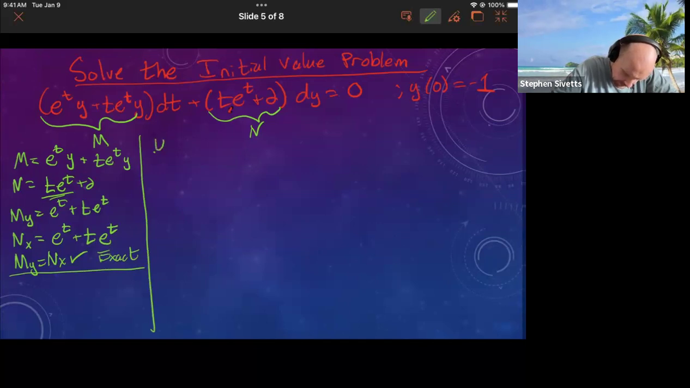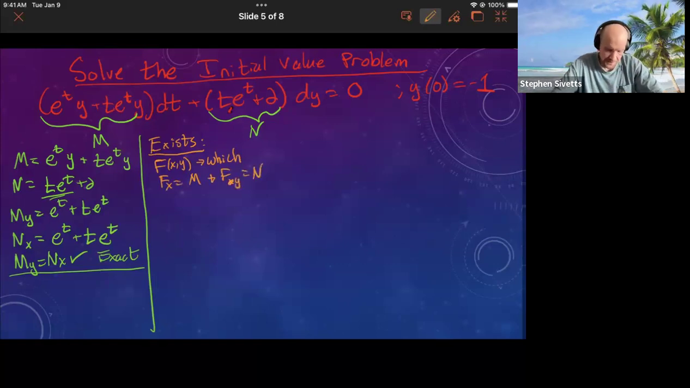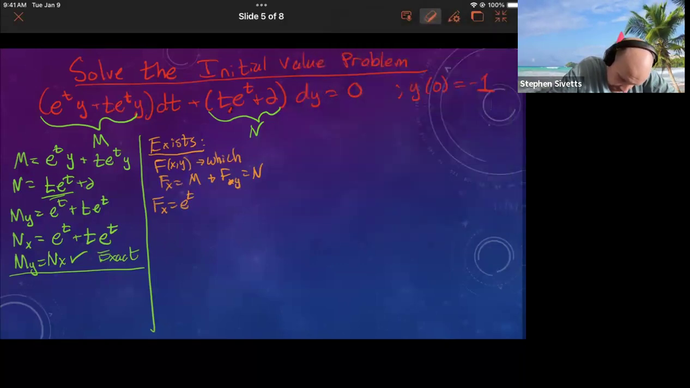So there exists a function, a general solution F, which satisfies that the partial of capital F with respect to x is m, and the partial of capital F with respect to y is n, right? So we know that x is equal to e to the t, or I should say t, the independent variable is t now.